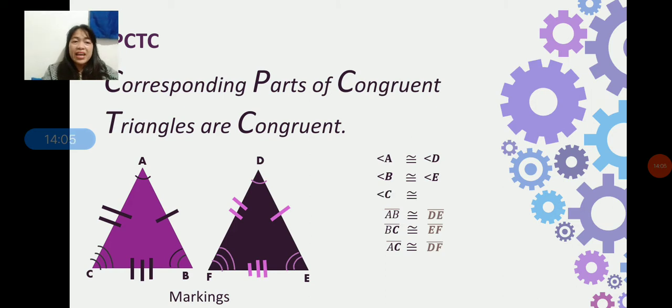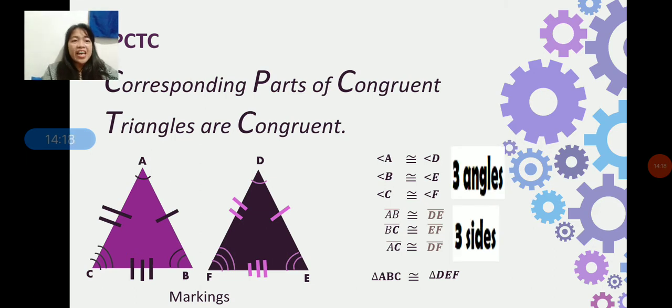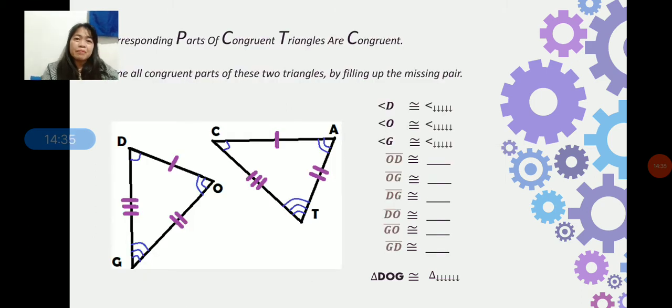So we have angle C congruent to angle F. Now, we will have triangle ABC congruent to triangle DEF with its three angles and the three sides. So that is CPCTC. Their parts are congruent to each other. There should be 6 parts or 6 pairs. Alright? Now let's practice CPCTC.